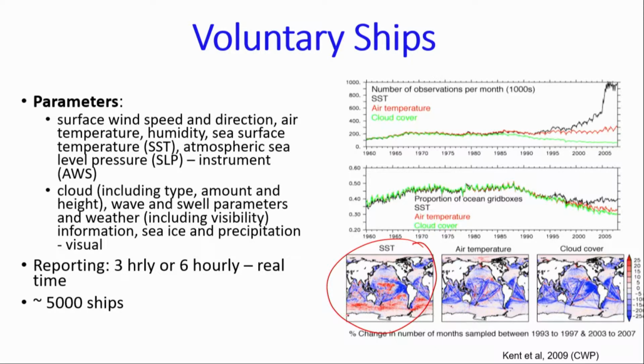The red points are where you have a larger number of observations, and the blue points have fewer observations. Now as the technology is improving, the number of ship observations is slowly decreasing. This shows the number of SST observations and how it has changed over recent years.